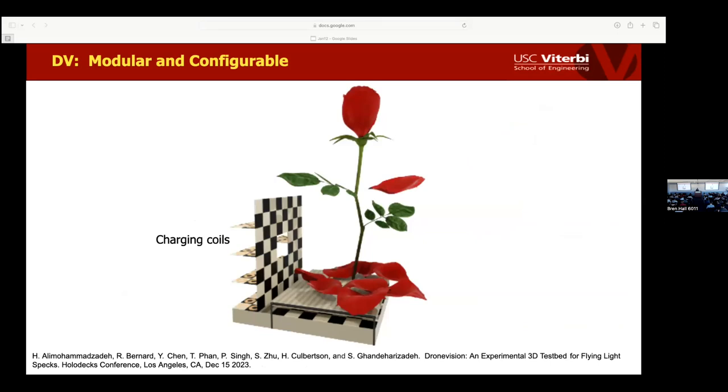What is the size of this rose roughly? The size of it? Yeah. It's adjustable, that's the short answer. No, but is it like a bust size, or what I'm trying to get at is, with 65,000, how big a display are you able to make?